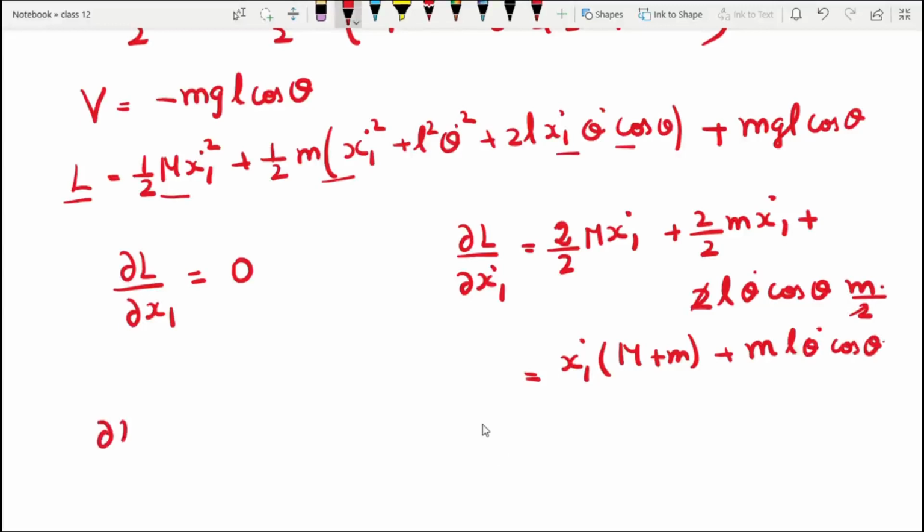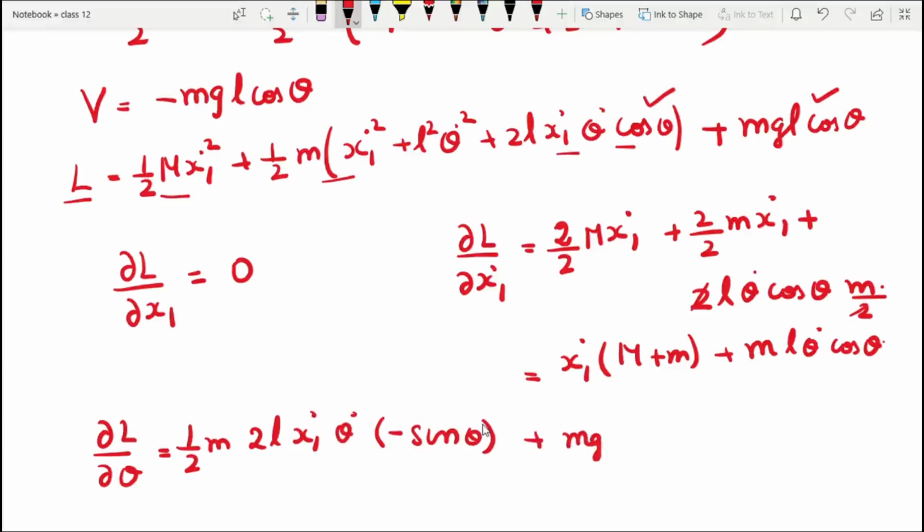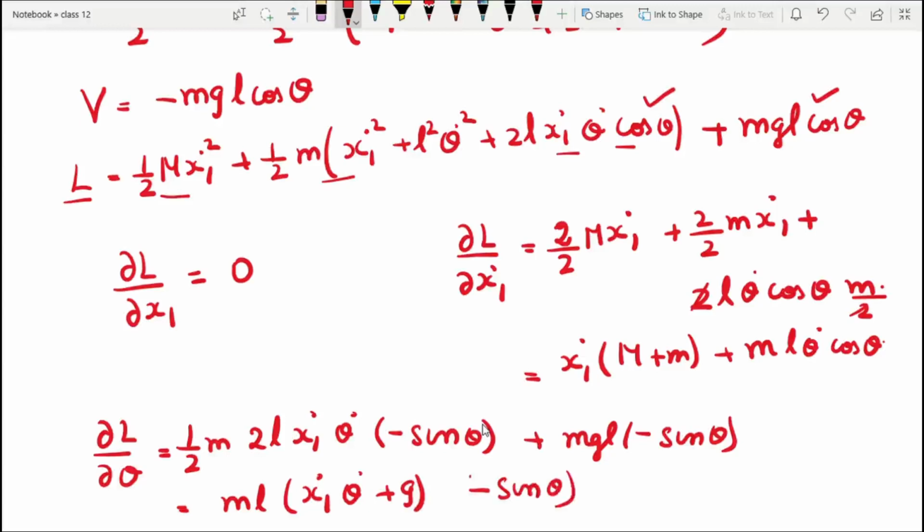Next we have to find dou L by dou theta. This term contains theta and this term also contains it. So you will be getting half m, 2 L x1 dot theta dot into minus sin theta, plus m g L into minus sin theta. Then we will be getting m L as a common factor, which you can take from both the terms, and the remaining will be x1 dot theta dot plus g, into minus of sin theta.